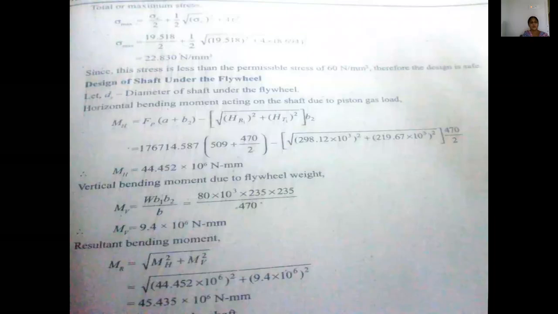Next, total or maximum stress. Total or maximum stress is nothing but sigma max is equal to sigma c by 2 plus half into root of sigma c whole square plus 4 tau square. Okay, you will get the maximum stress, 22.80. Since the stress is less than the permissible stress of 60 Newton per mm square, therefore the design is safe. We can go to the next procedure.